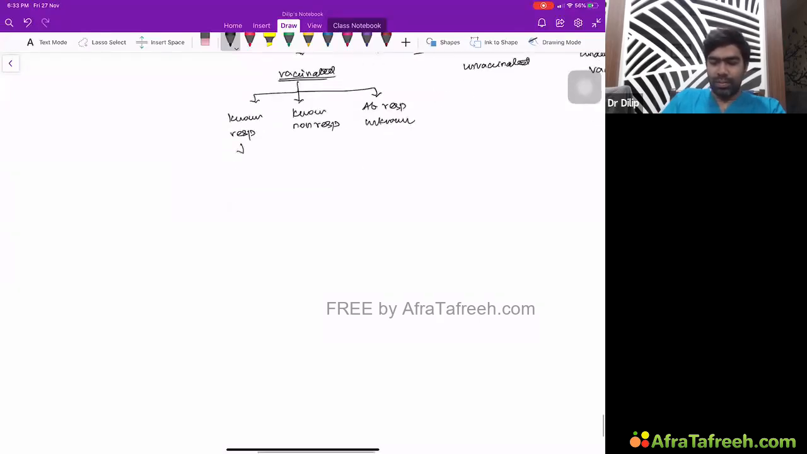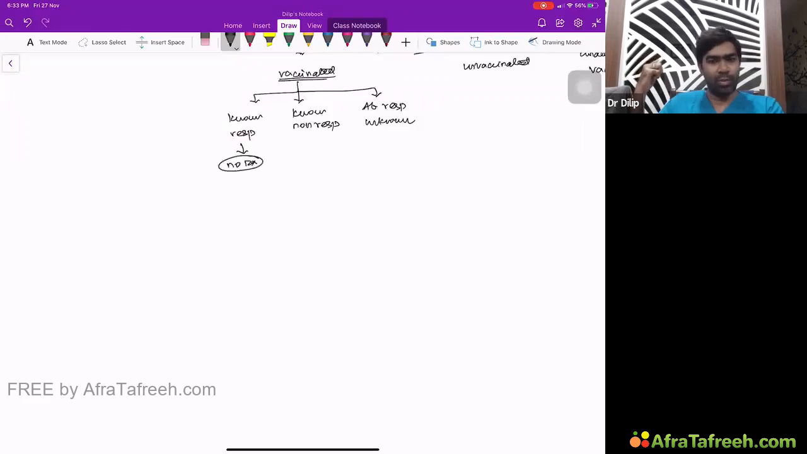If the exposed individual is a known responder, no further treatment is required, which means it has already been demonstrated once that anti-HBs is more than 10. So no need to check again. If a known non-responder, then here you will give hepatitis B immunoglobulin, plus you have to reinitiate the vaccination series. This is option number 1.